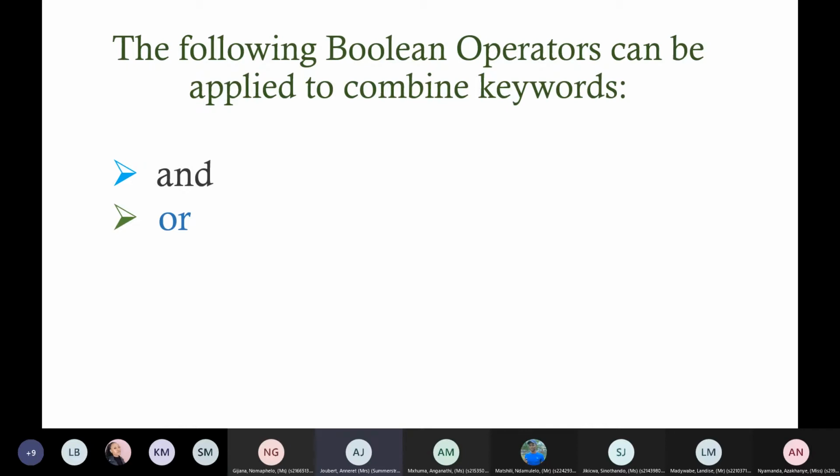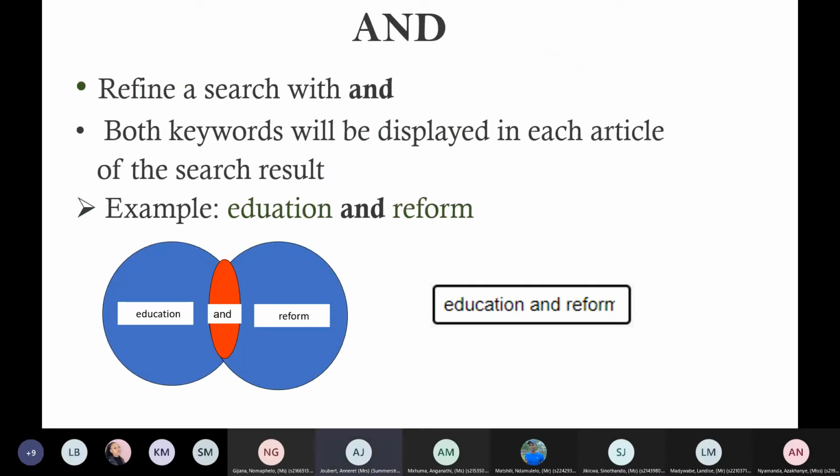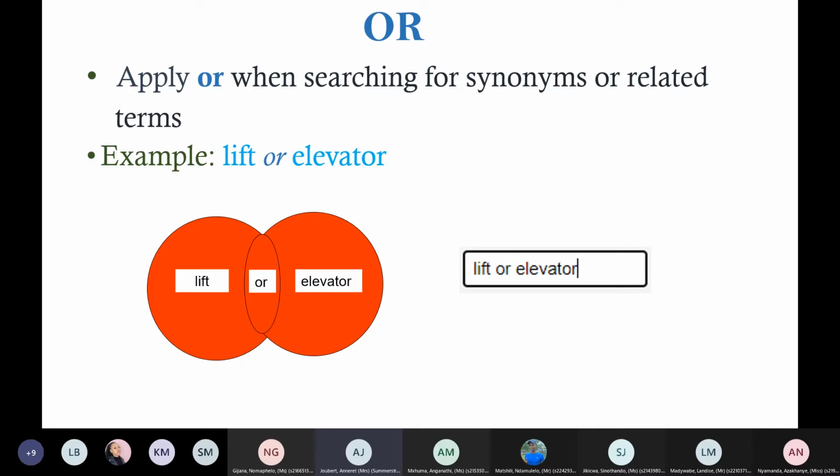We will look at AND and OR. If you choose AND as a Boolean operator, both the keywords will be displayed in each article of the search result. It will give you fewer results than the OR Boolean operator, because the OR Boolean operator you will use between synonyms or related terms. So in this case, you will find articles on lift, and separate articles also on elevator. So it will give you two sets of articles or search output.